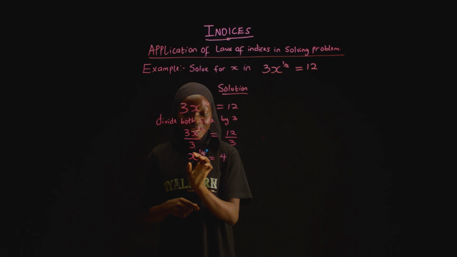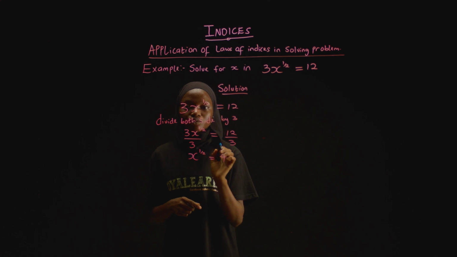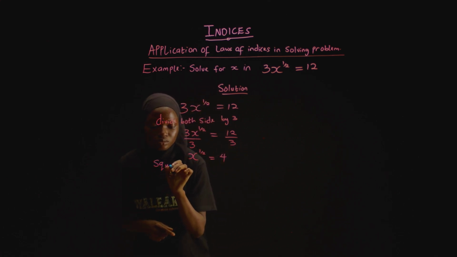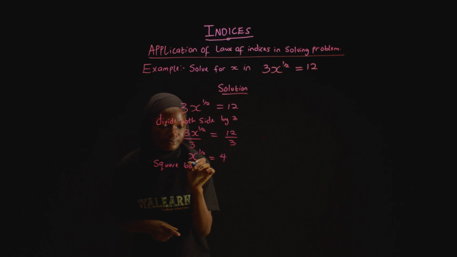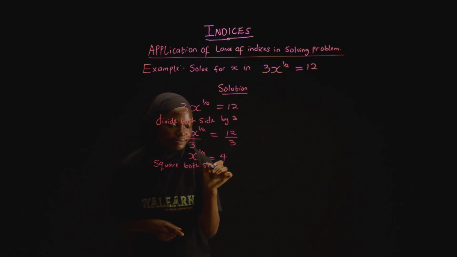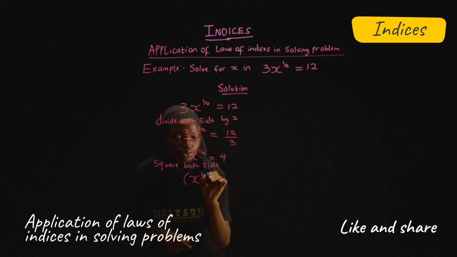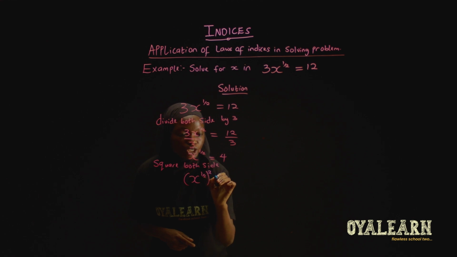Now here, we have to find x and not x raised to power 1/2. So we need to make sure that this x is x raised to power 1. To do that, we square both sides because 1/2 times 2 will give us 1. So square both sides. And here we'll have x raised to power 1/2, all raised to the power of 2, equals 4 raised to the power of 2.